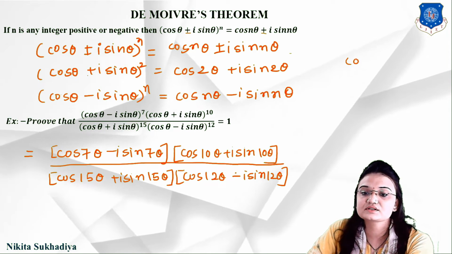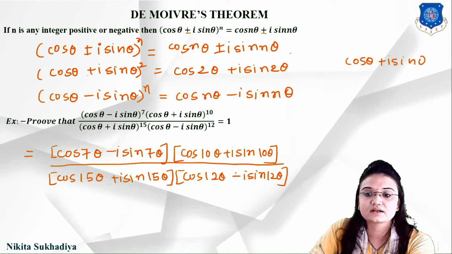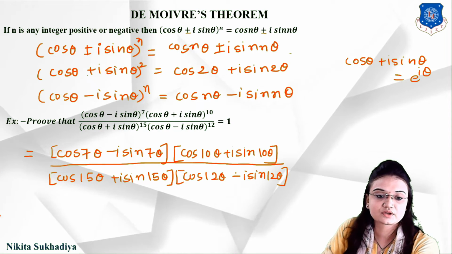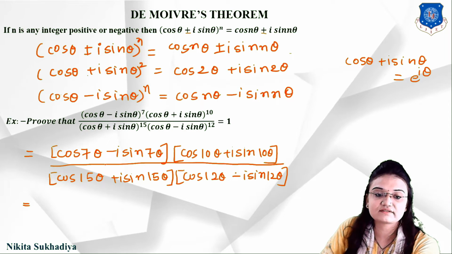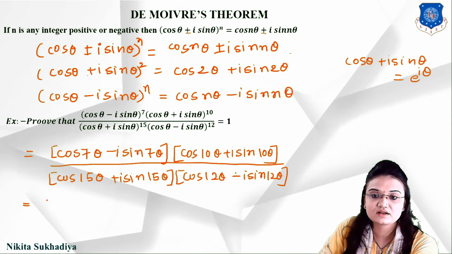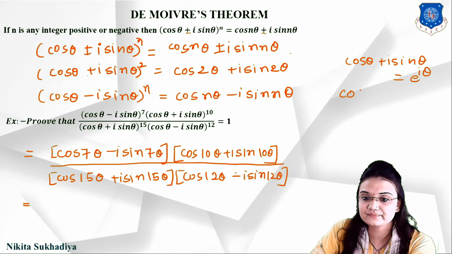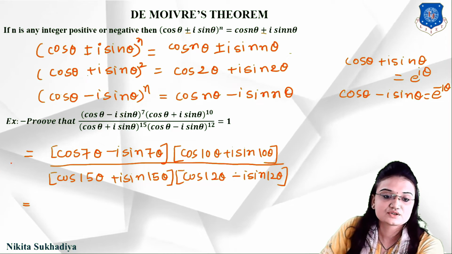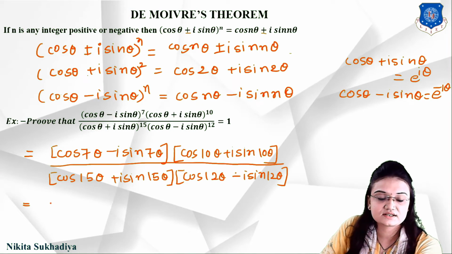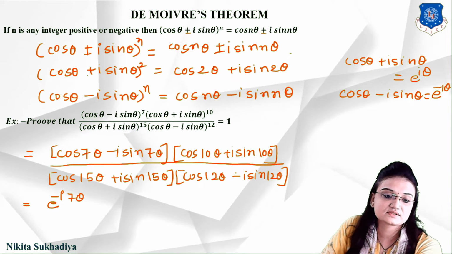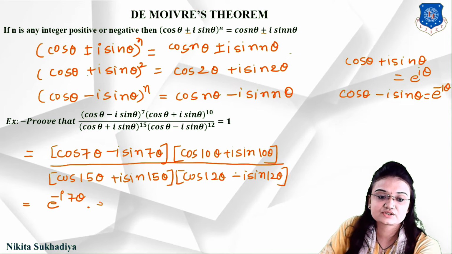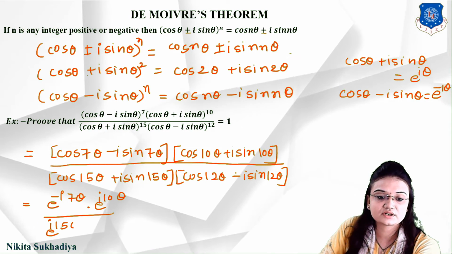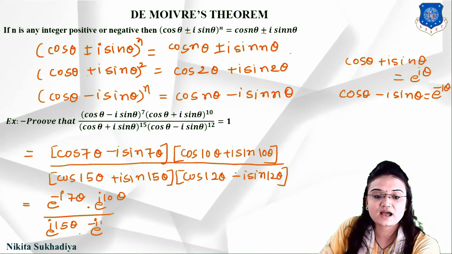Now we know that cos theta plus i sin theta is equal to e raised to i theta. We can write it like this. So here we can write cos 7 theta minus i sin 7 theta, and also cos theta minus i sin theta is equal to e raised to minus i theta. So cos 7 theta minus i sin 7 theta is nothing but e raised to minus 7i theta, into e raised to 10i theta, upon e raised to 15i theta into e raised to minus 12i theta.